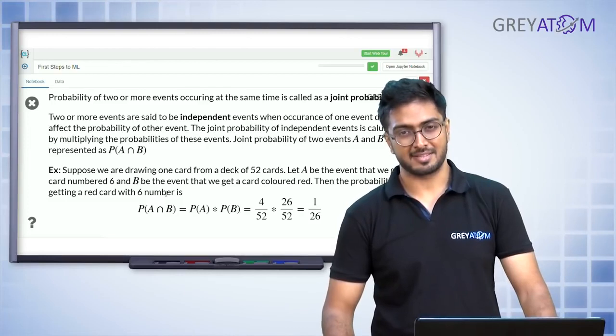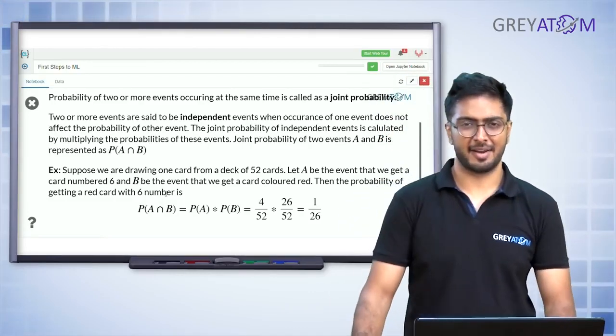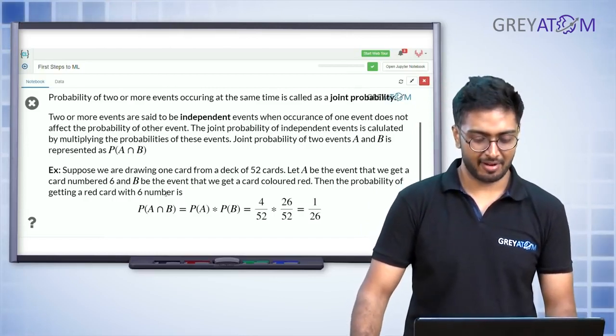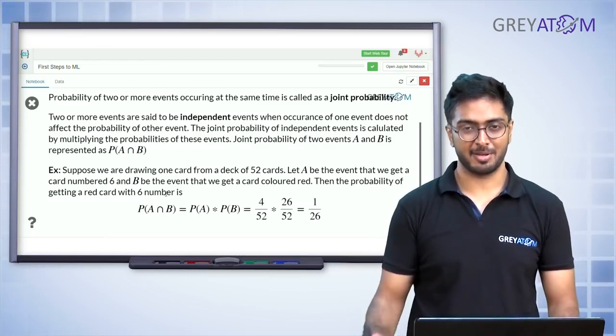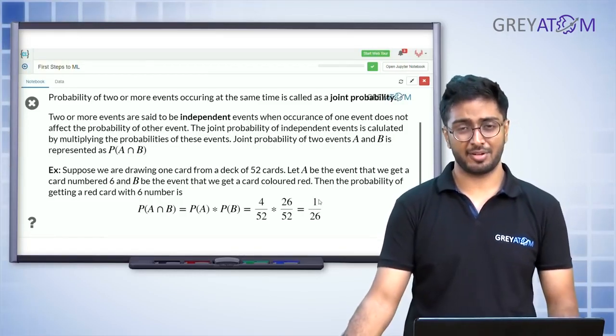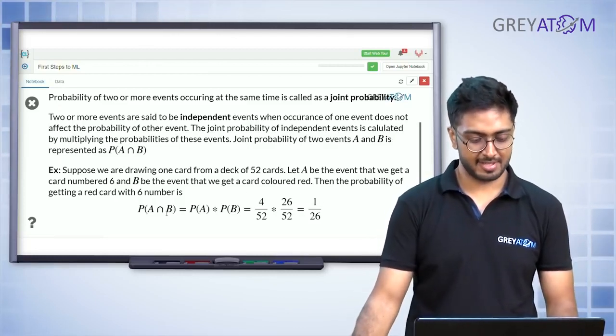This is 1/26, right? There are only two red cards numbered 6, which are the 6 of hearts and the 6 of diamonds. So those are the only two possible options, and you can see that that's exactly what is happening. So 2 out of 52 is 1/26, and you can see the same logic applied here as well.